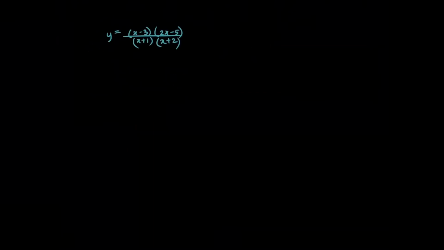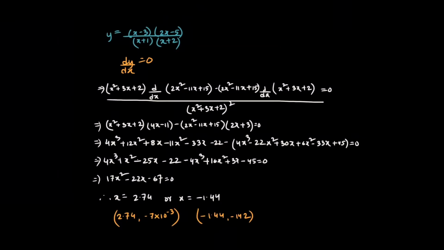Now for step 3, we have to find the turning points of this function. And for that, we take dy/dx as 0. And when we solve, we end up with the turning points (2.74, -7 × 10^-3) and (-1.44, -142). Now, I know this is a very big calculation, so what you can do is pause the video and take a look at it, and if you have any questions or queries, please comment them down below.